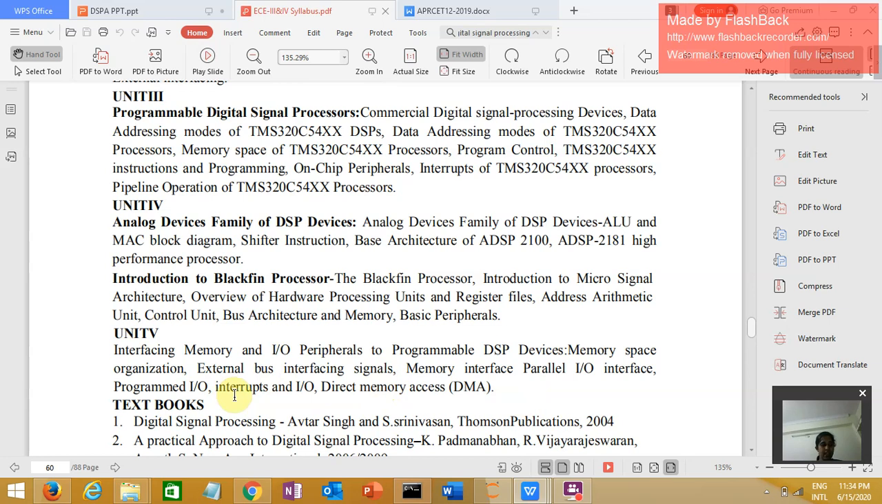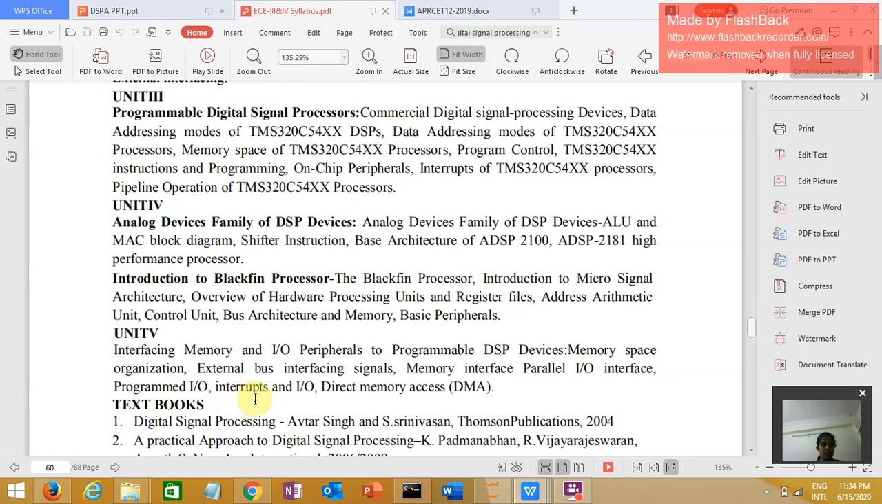Coming to programmed IO, there is a topic called programmed IO here that gives us the details of when the CPU keeps polling the external device until it is ready for transmitting or receiving data. It keeps on polling the external devices. That concept we are going to discuss in programmed IO.